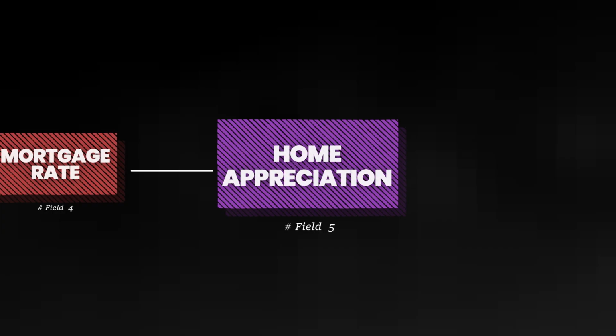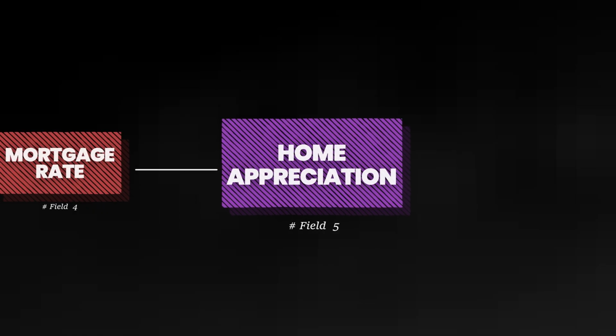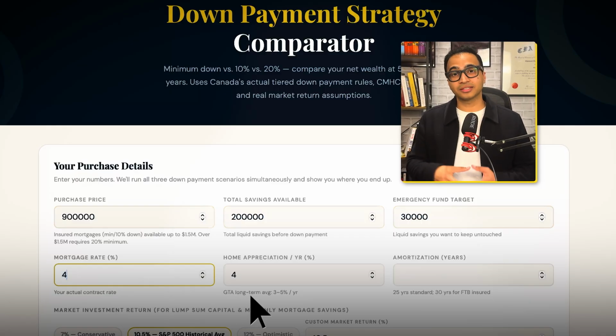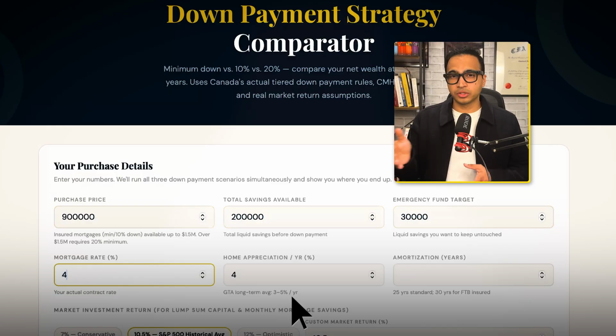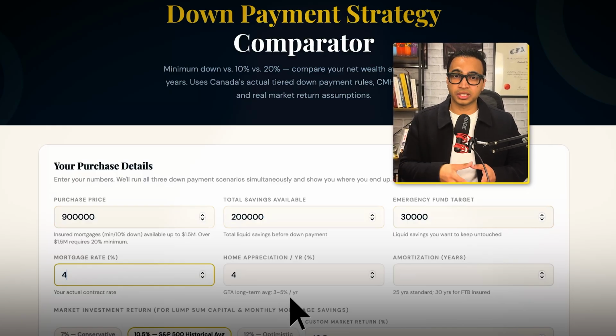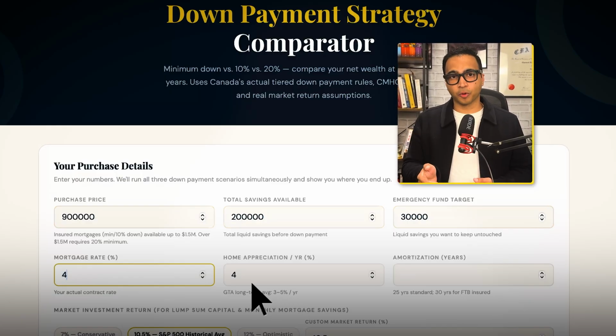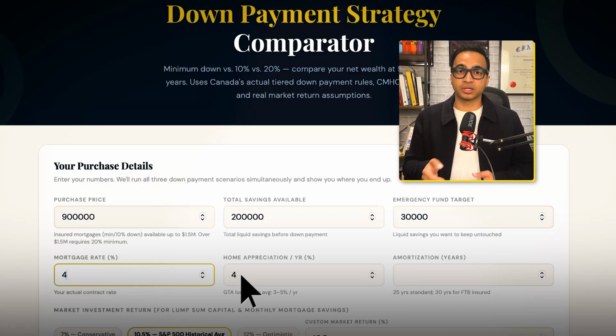Now, this is the annual rate at which the tool assumes your home grows in value. The GTA's long run average is somewhere in the 3 to 5% range depending on the period and the property type. I'll use 4%. You can change this and try a more conservative number and also try a higher number and see how it moves the results. The range of outcomes is part of the picture here.